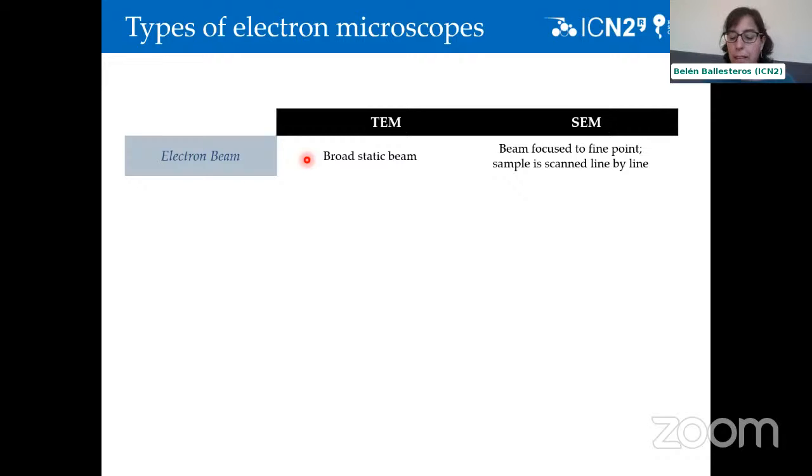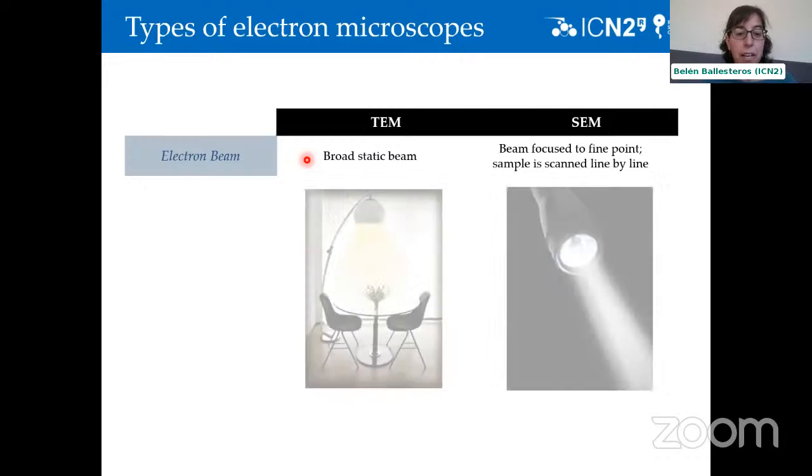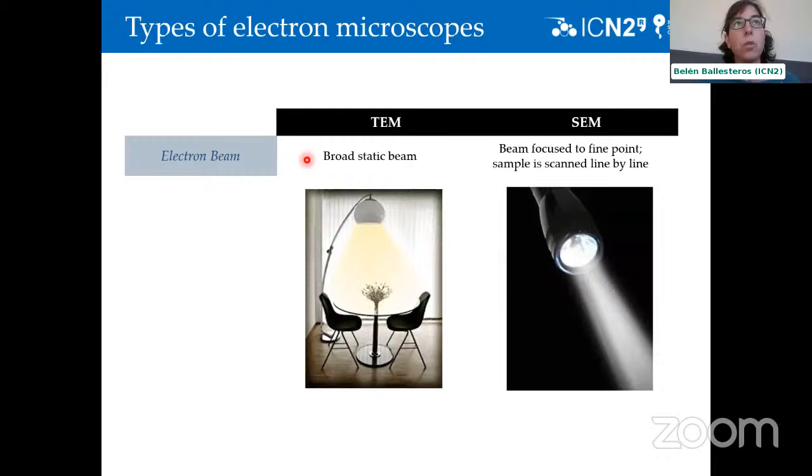I like to explain this in general as if you were entering into a dark room, and you can either switch on the light and then you get an image of the whole room at once, or you can take a torch and you can scan line by line, and when you sum up all the lines at the end, you have the image of the whole room. Okay, so this would be kind of the difference in the illumination in both cases, in TEM and SEM.